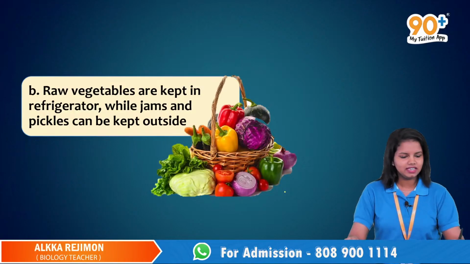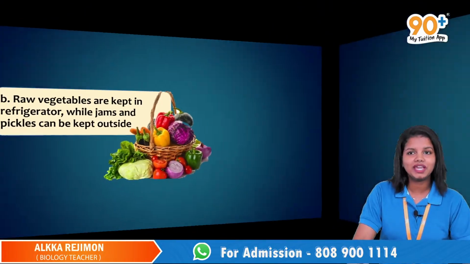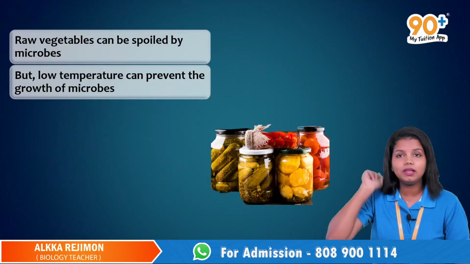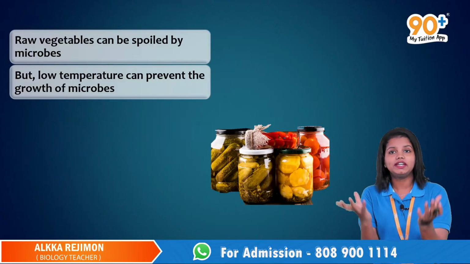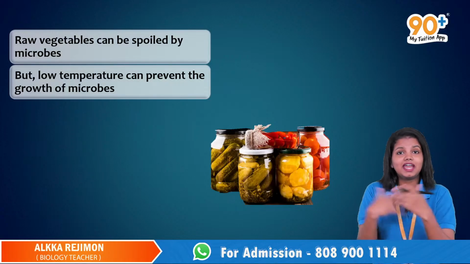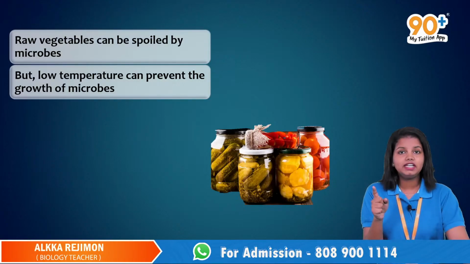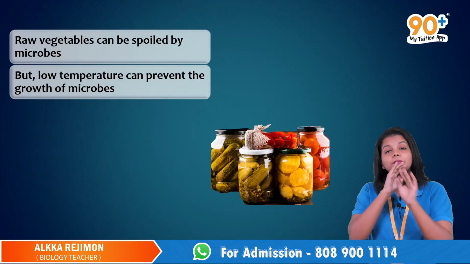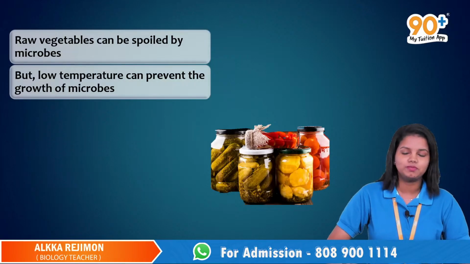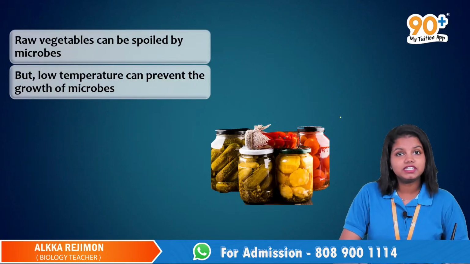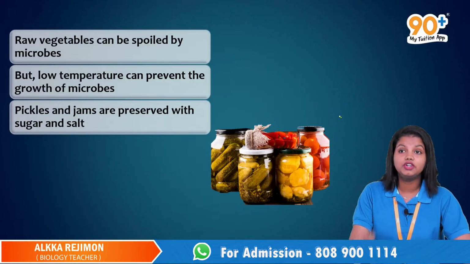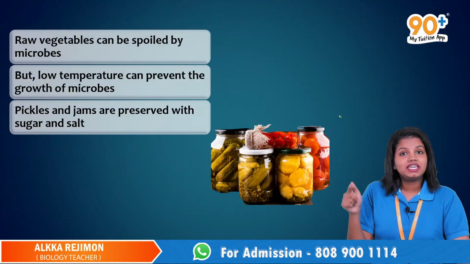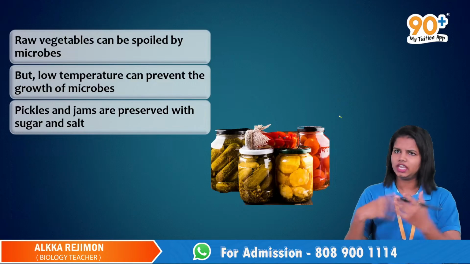Yeah, keep commenting. Let me see your comments. Okay. The answer is simple. Raw vegetables can be spoiled by microbes because they are raw. Raw vegetables can be degraded by microbes. But the low temperature in the refrigerator can prevent the growth of microbes. If we keep the same vegetables in the fridge, the low temperature does not allow the growth of microbes on them, and that's why we keep the raw vegetables in the refrigerator.